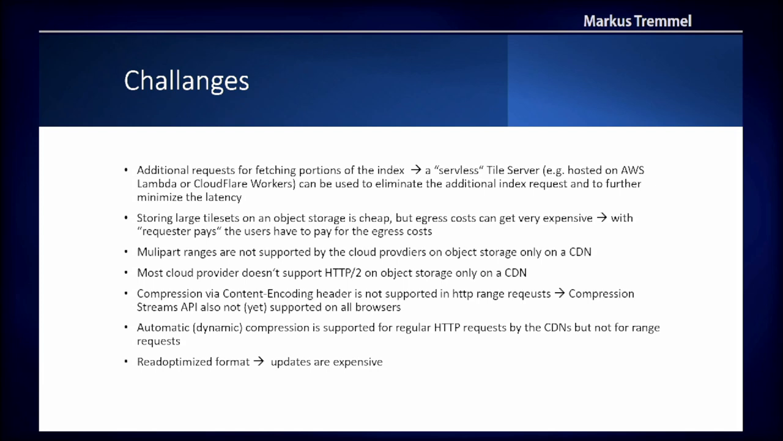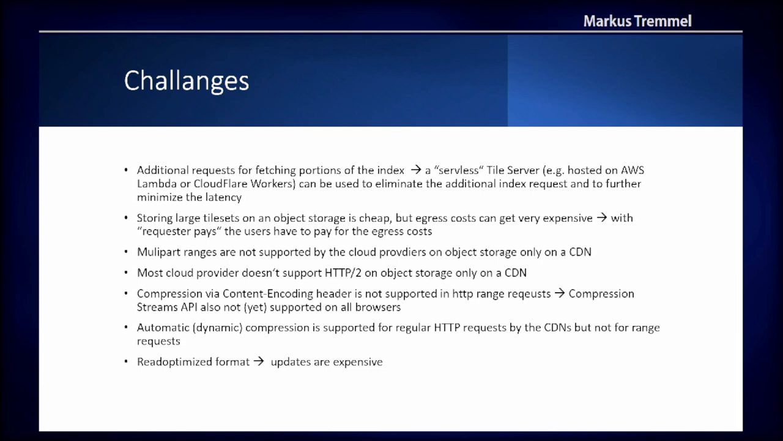Another problem can be that compression is not supported via the content encoding header in HTTP range requests. You have to bake it into your tile archive. There would be a workaround if you're using the Compression Streams API, but this API is not yet supported on all browsers. So you have to ship your own decoding libraries when you're using vector tiles.